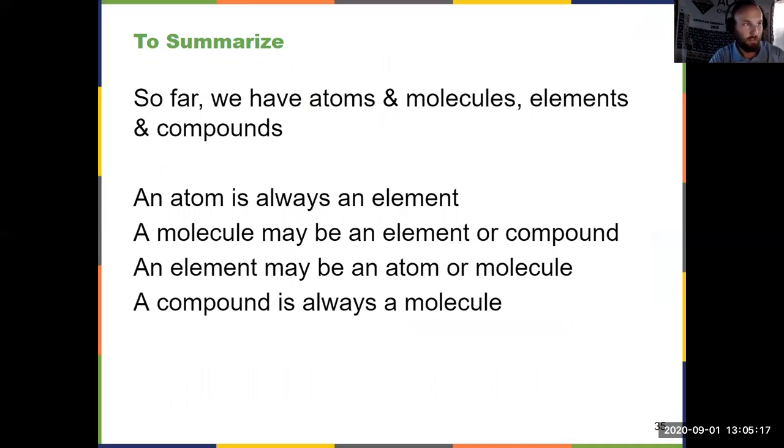Atoms and molecules, elements and compounds. Know what they mean. Because an atom, there's always just one of them, so it has to be an element. And a compound, we just said, has to have two different things. So it's always a molecule or an ionic compound if they're ions. Okay, but in the middle is where it gets tricky, because a molecule could be an element if everything in there is the same, like H2 or S8. Or it could be a compound if they're different. An element might just be one atom, okay? Or an element can also be a molecule if everything's the same, like O2.